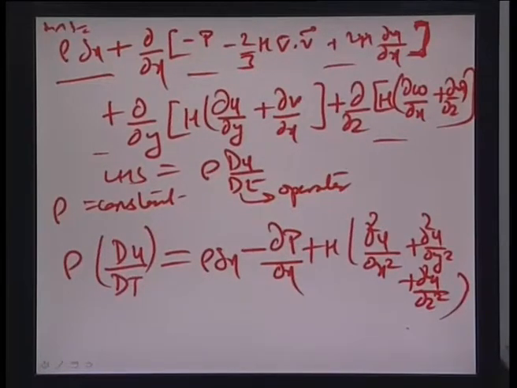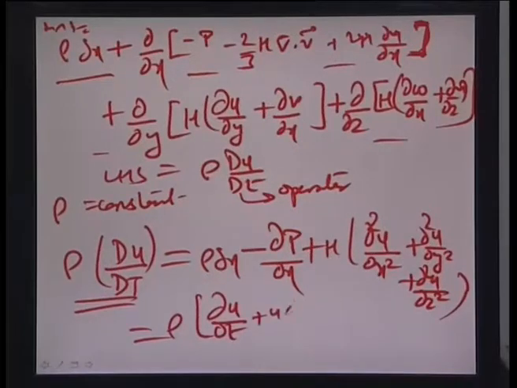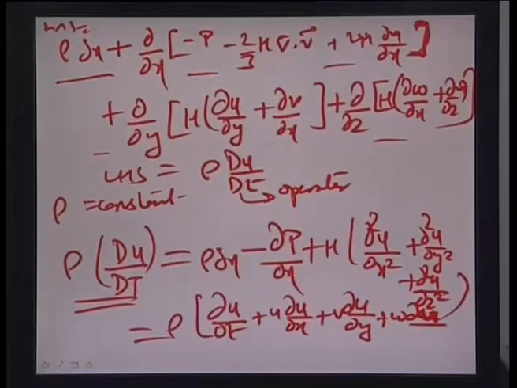So, this is in the x direction really, and this again, as you know, is nothing but rho times of del u by del t plus u del u by del x plus v del u by del y plus w del u by del z. That is what the del operator, or the d by dt operator here, really is.